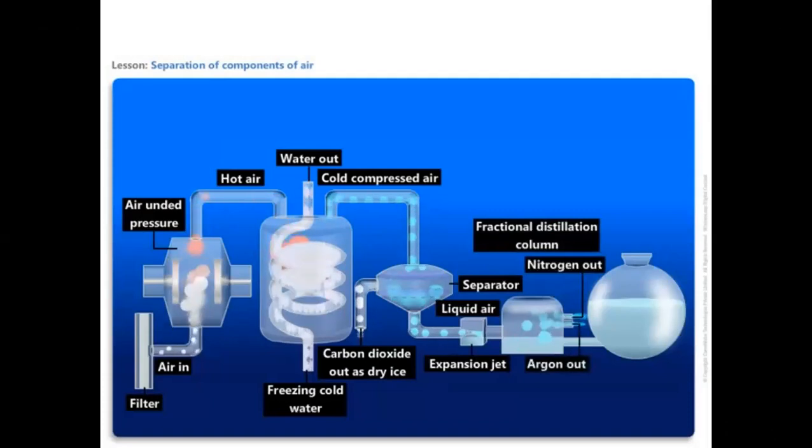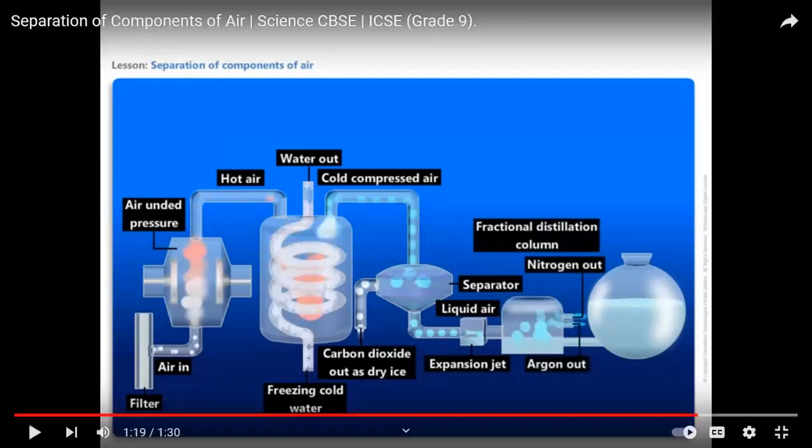Which boils second? First nitrogen. Who is the second? Argon. And the third one is oxygen. So what is the use of the expansion jet? It will increase the force as well as the rapid cooling, so that warm up will take place again. Where will the warm up take place again? In the fractionating column. So cooling and again heating, that is what will take place.